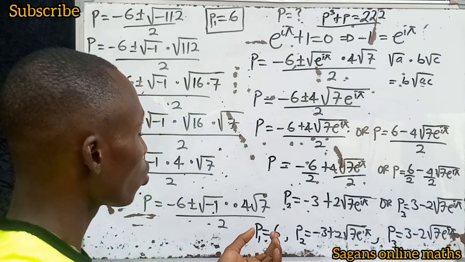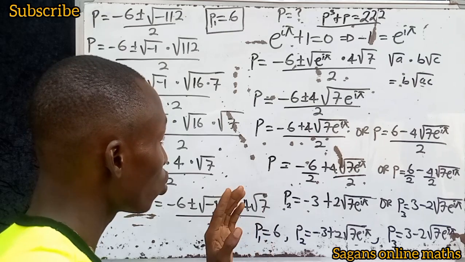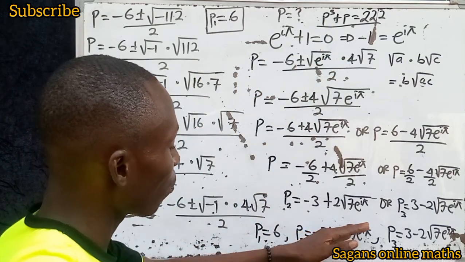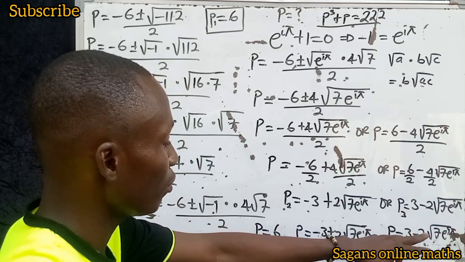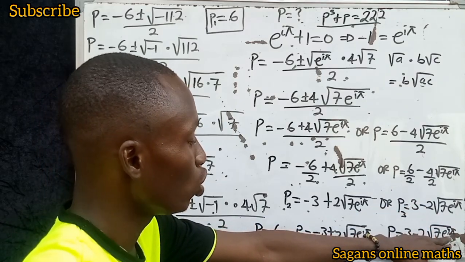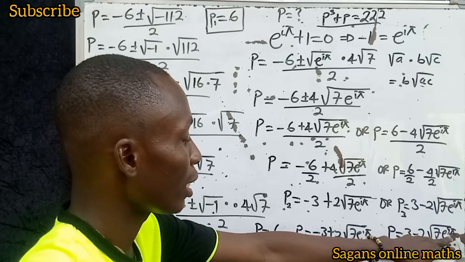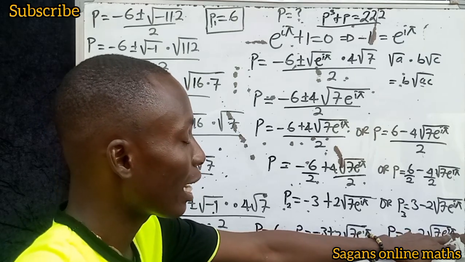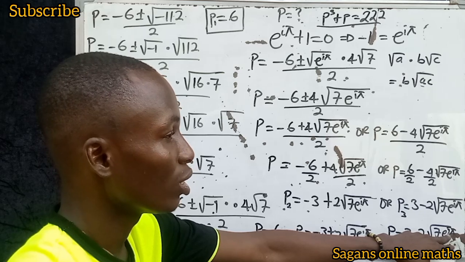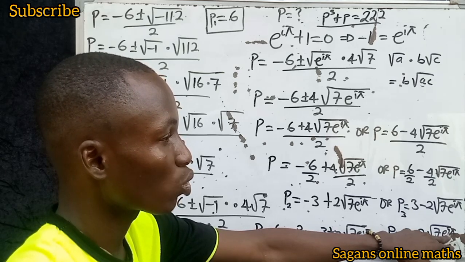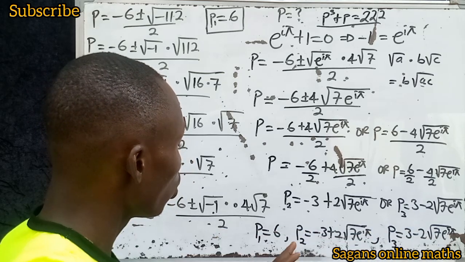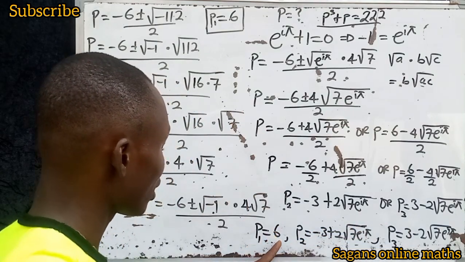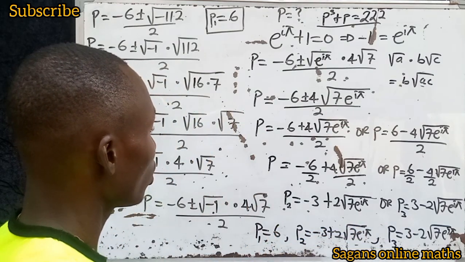Now it is only this solution, p equals 6, that is the real solution to this question. But these are the complex solutions, because they have a complex unit. Do you know that i is a complex unit? Pi is like a constant. Remember that the square root of minus 1 is equal to i, which is the complex unit. So the only real solution here is when p is equal to 6. And this is a beautiful solution to this problem.